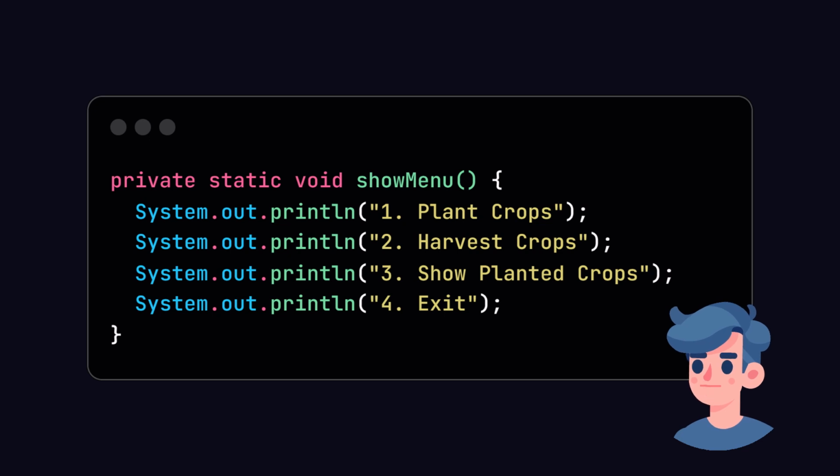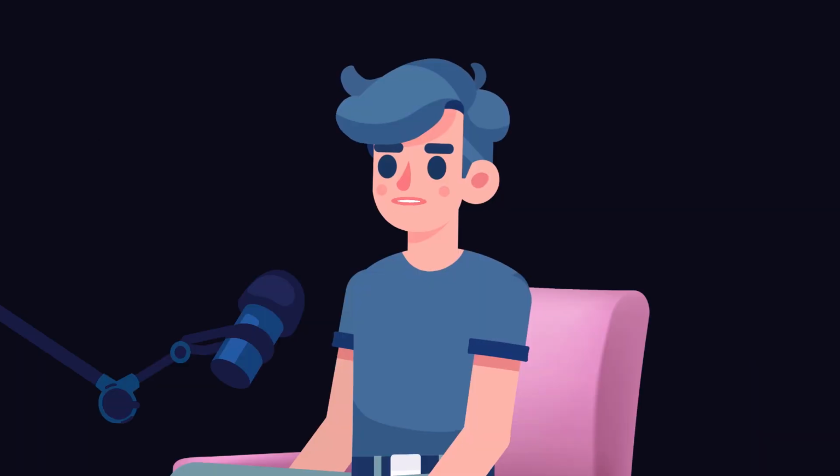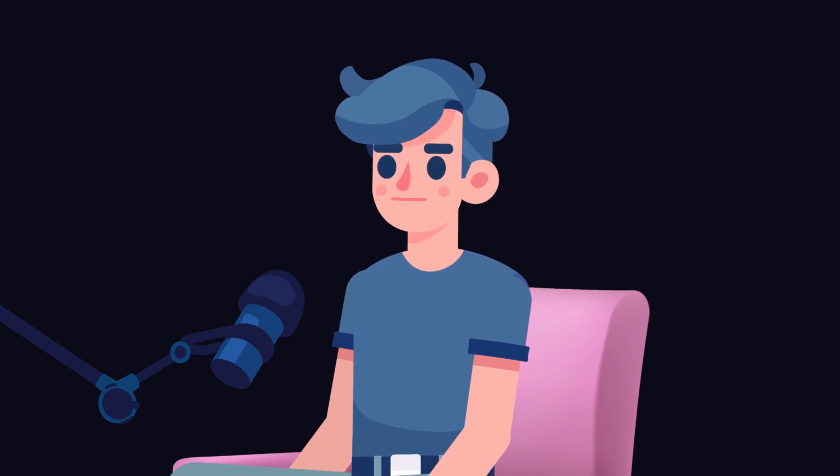Now, we need to update our menu to include this new functionality. In our showMenu method, we need an option to check planted crops. Next, we need to add processing for this new option in the processChoice method. Let's test the game now. Compile and run the application. You should now be able to plant crops, harvest them, and check how many crops you've planted.